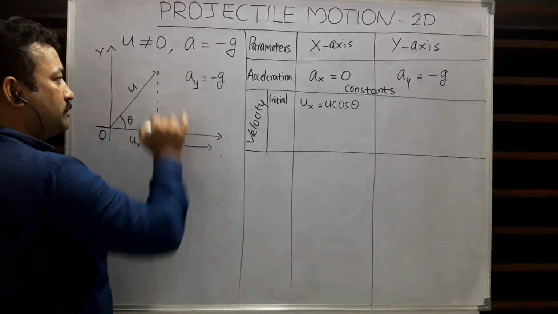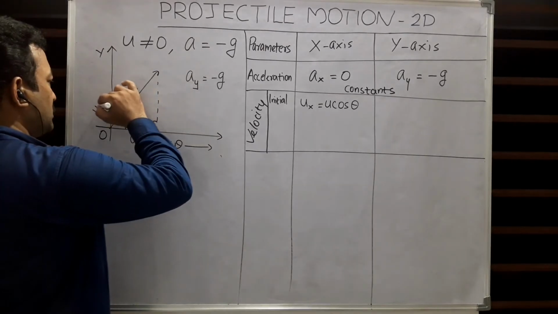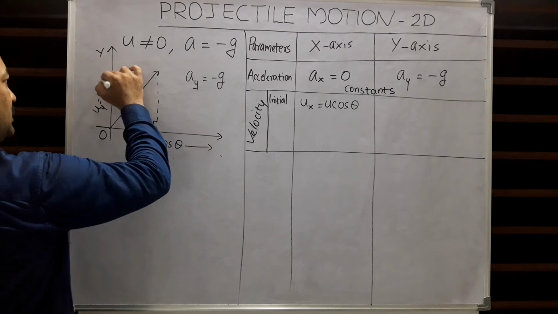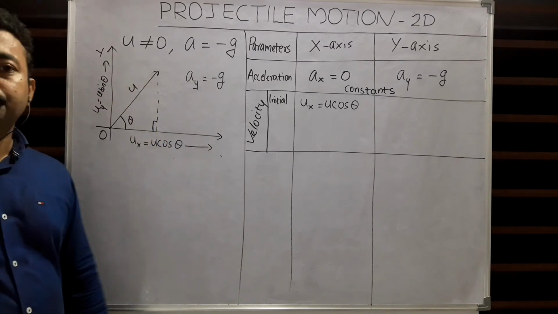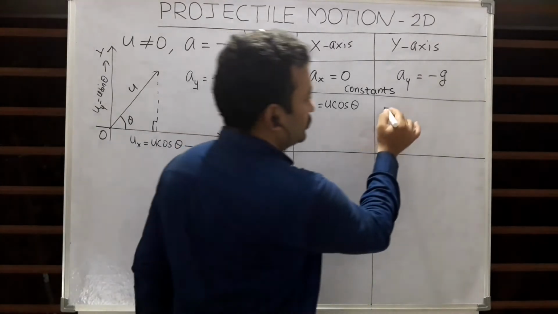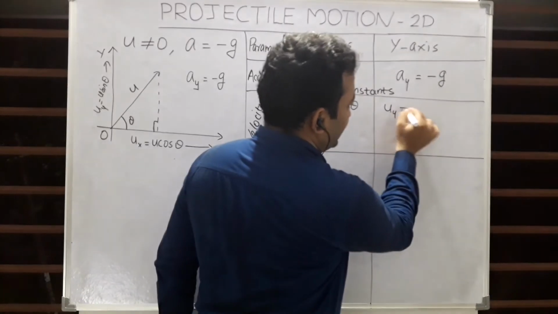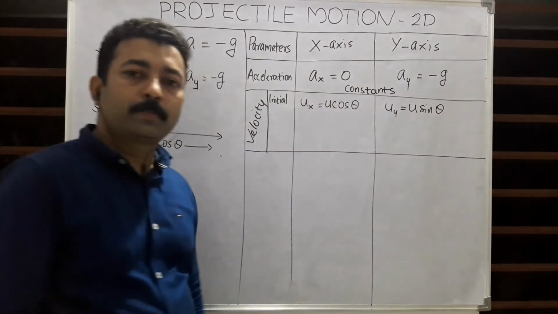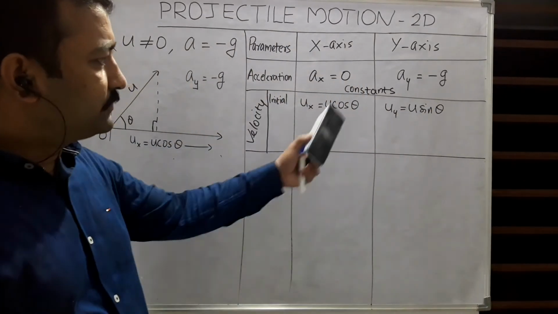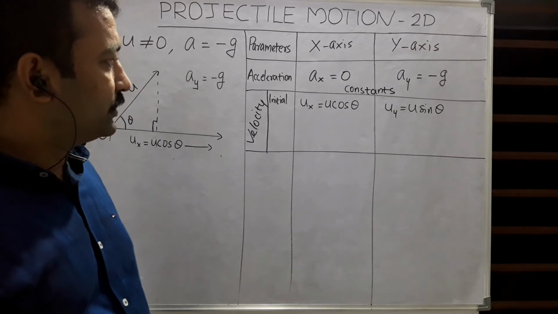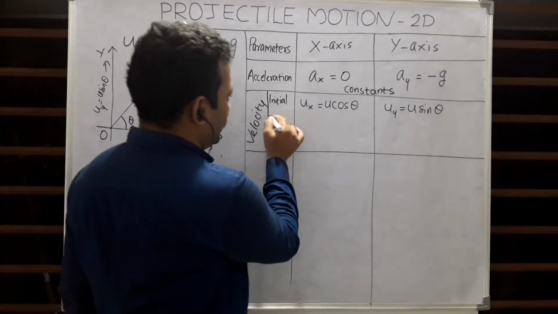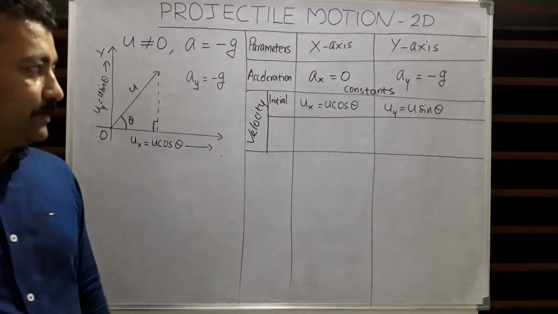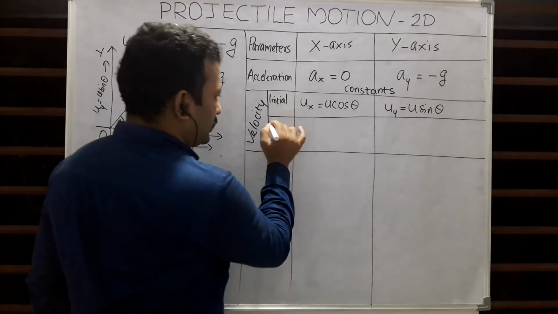What about the vertical component? That is uy. Uy takes the value u sin theta. So I have got the initial velocity along the y-axis as u sin theta. That gives the initial components of velocity along x and y. Now what is the next step? I have to find the final velocity.